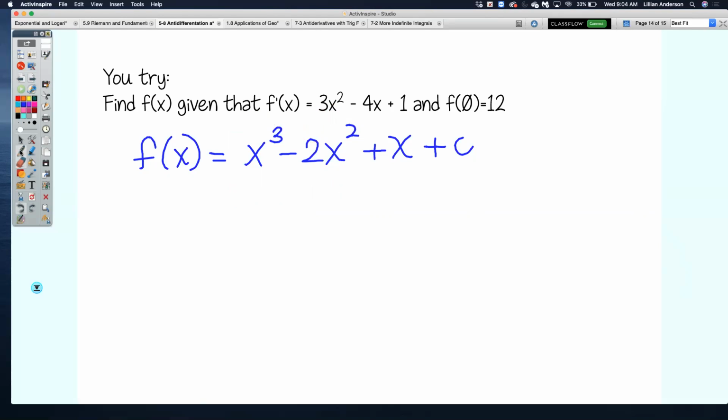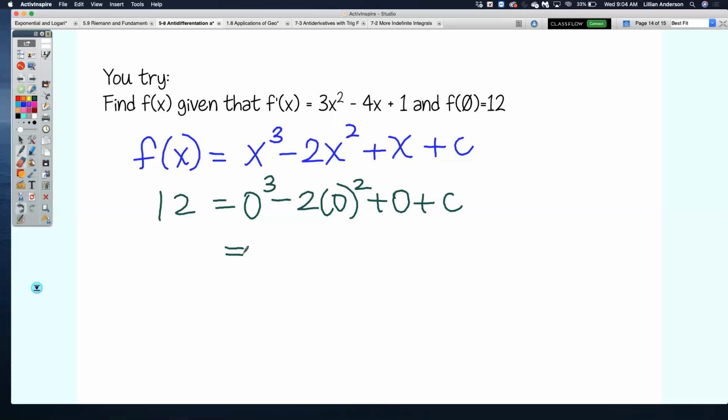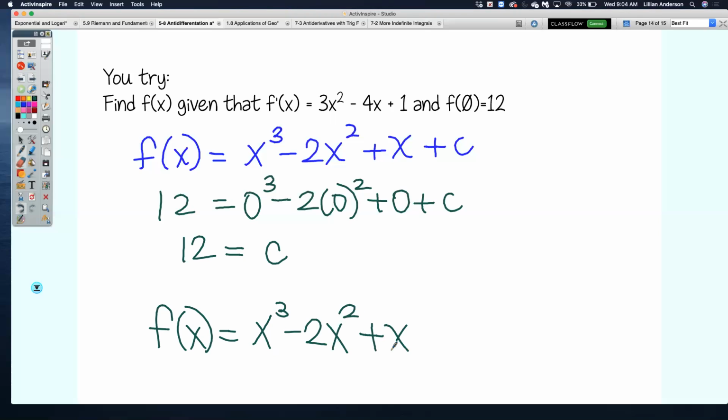How do I find c? Plugging in 0 for x and setting it equal to 12. We have another similar situation where all of our terms cancel out, so c is going to be equal to 12. So my final answer is going to be 3x squared. Nope, looking at the wrong thing, sorry. x cubed minus 2x squared plus x plus 12.